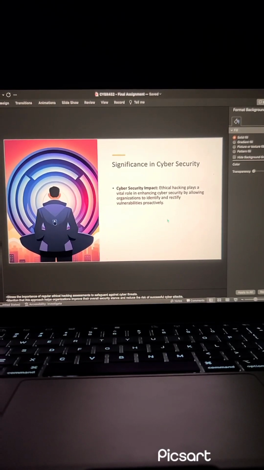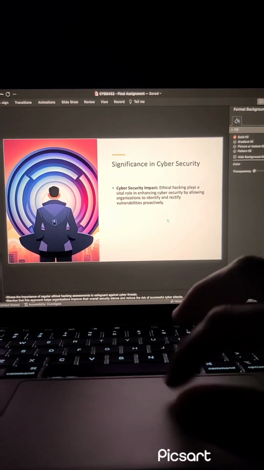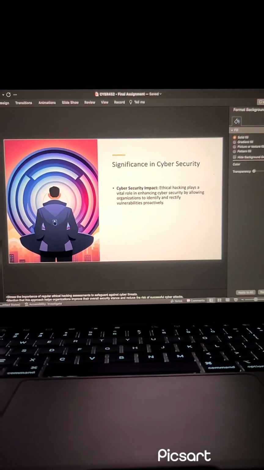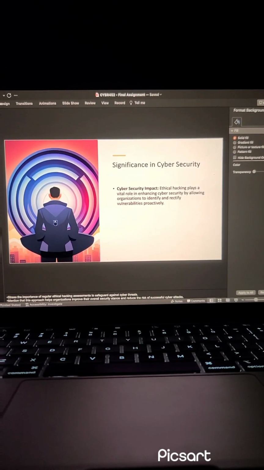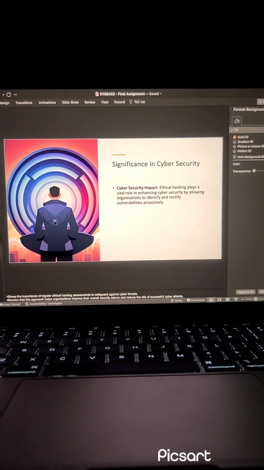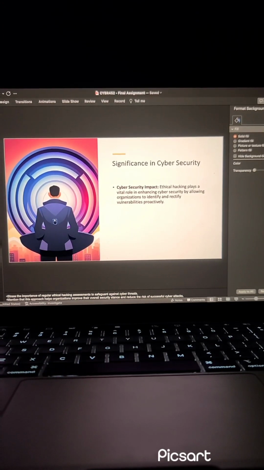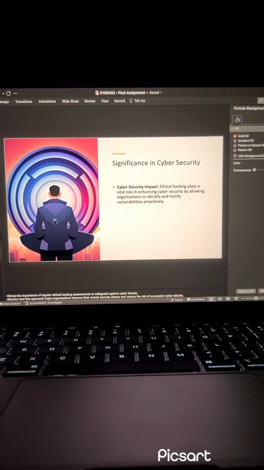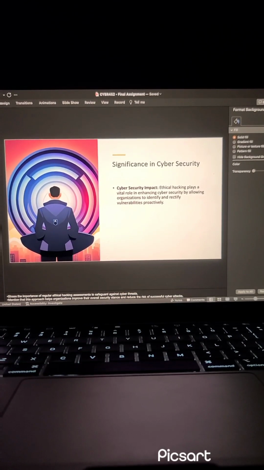So, significance in cybersecurity. Ethical hacking plays a vital role in enhancing cybersecurity by allowing organizations to identify and rectify vulnerabilities proactively. Regular ethical hacking assessments help safeguard against cyber threats, and this approach helps organizations improve their overall security, reducing the risk of successful cyber attacks in the short run and long run.